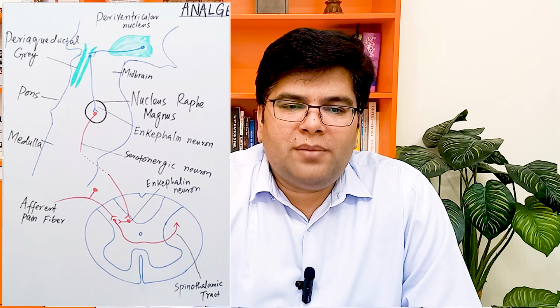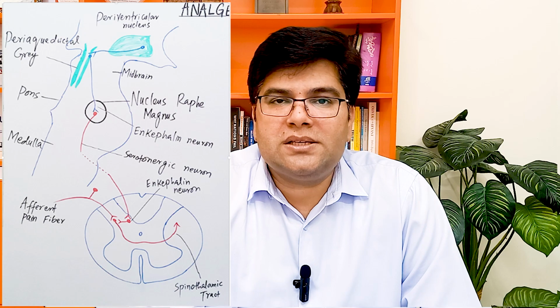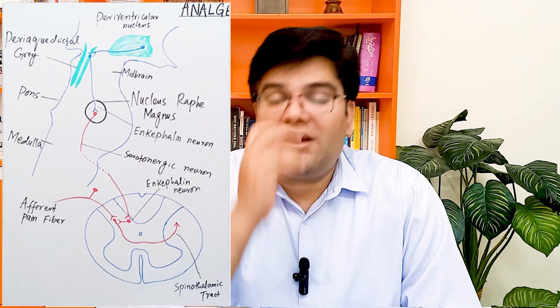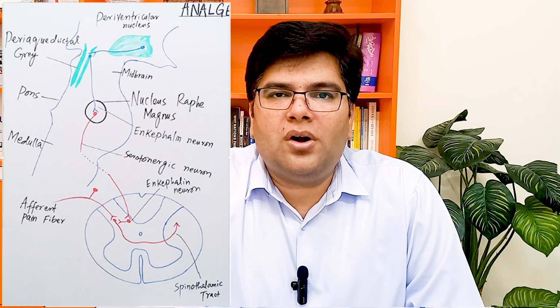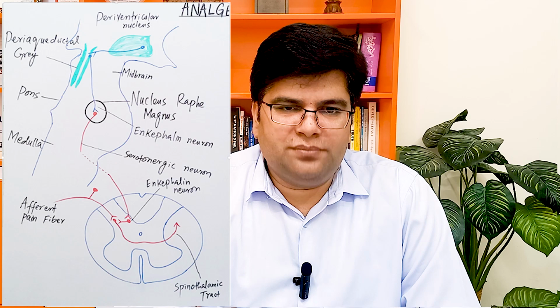Neurons which start from raphe magnus nucleus send signals to the dorsal gray horn of spinal cord, and these release serotonin. Nerve fibers which are present in the pain inhibitory complex of the dorsal gray horn of spinal cord release enkephalin, which is an inhibitory neurotransmitter.